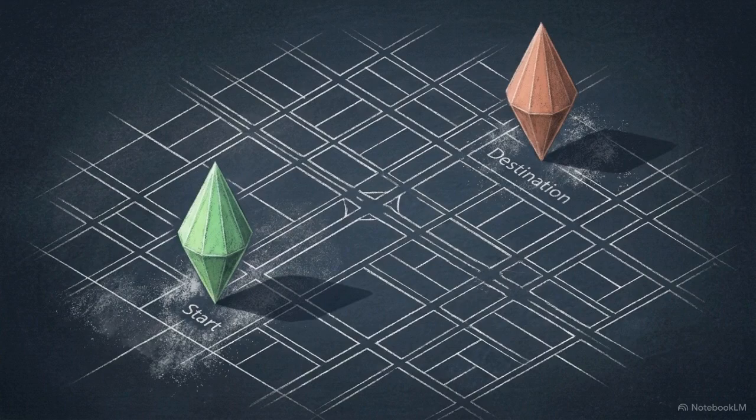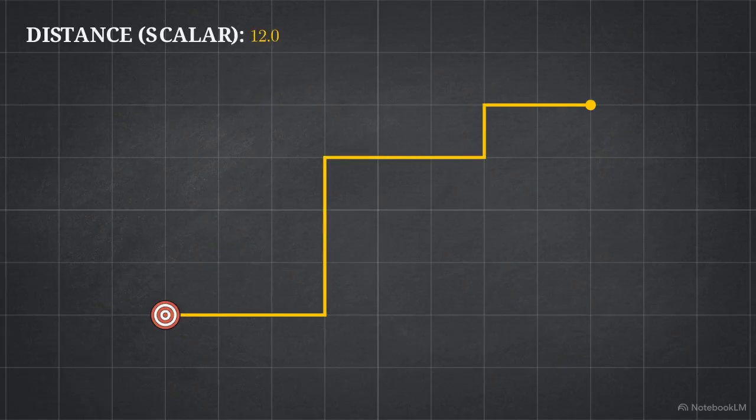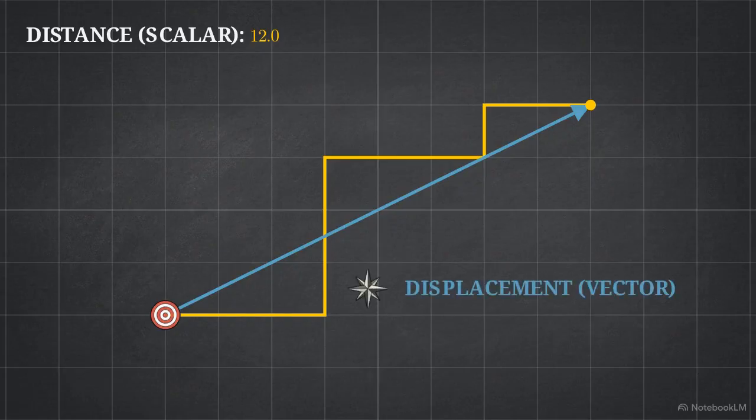Once we pick that reference point, we find two different ways to measure a journey. Distance tracks the total path taken, a simple scalar value. Displacement, however, is a vector. It measures only the straight line change in position from start to finish.